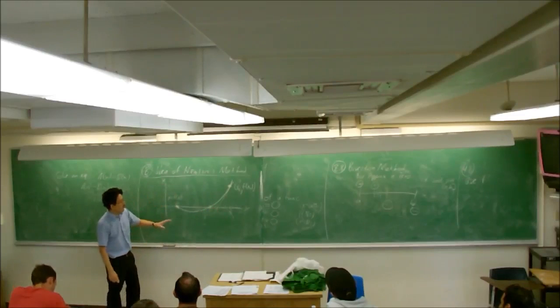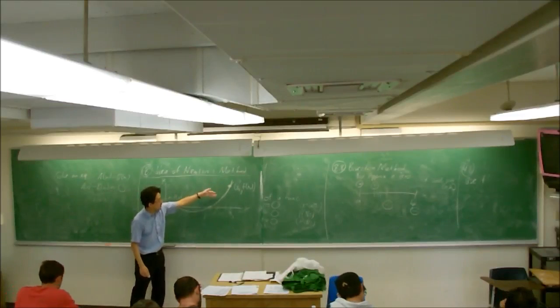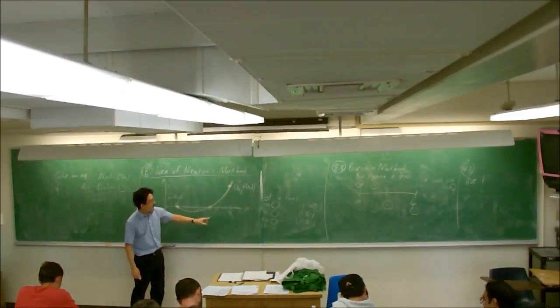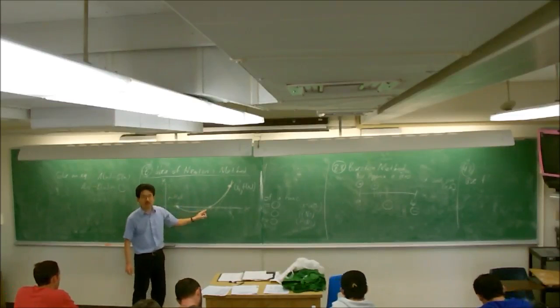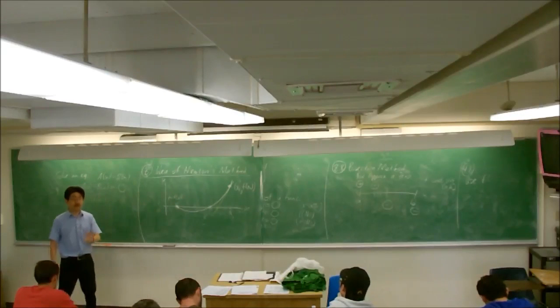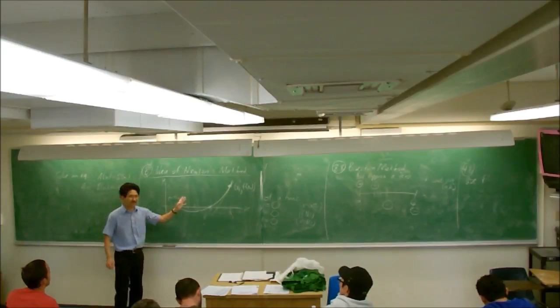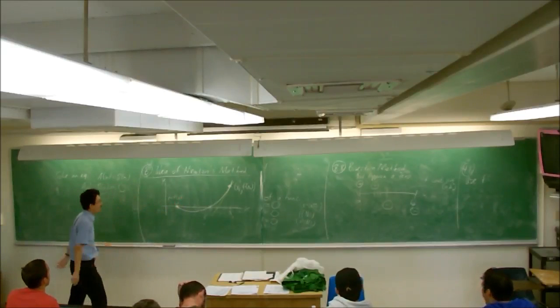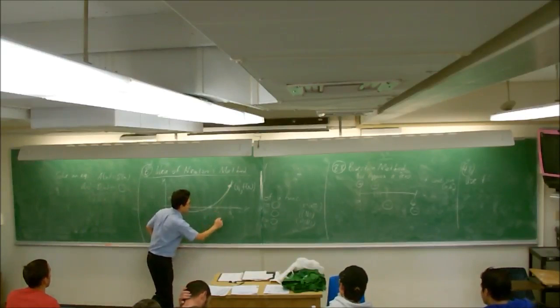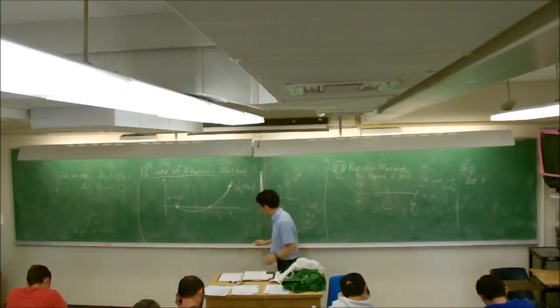Because if the tangent line is meant to approximate this white graph, then the x-intercept here should be close to the x-intercept there. That's a hope. That's not always going to be the case, but that's the hope. This picture is kind of idealized. We're hoping it kind of looks like this. Here's going to be x sub 2. So I'll write this out.